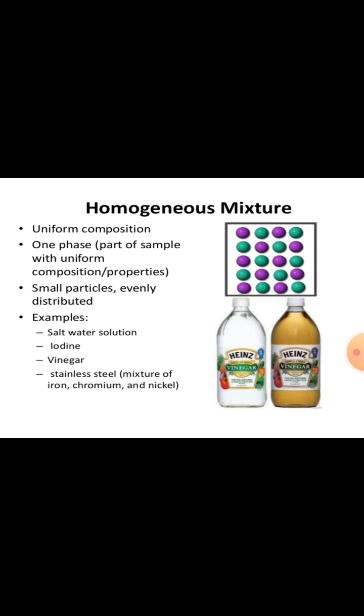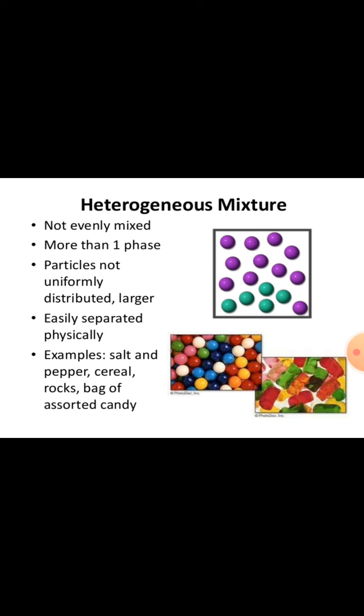The second type of mixture is heterogeneous mixture. What is a heterogeneous mixture? Do you have any idea? Can you tell any example for heterogeneous mixtures? Heterogeneous mixture means the particles present in the mixture are not uniformly distributed. We can see the example of salt and pepper, not salt water, it is only salt.